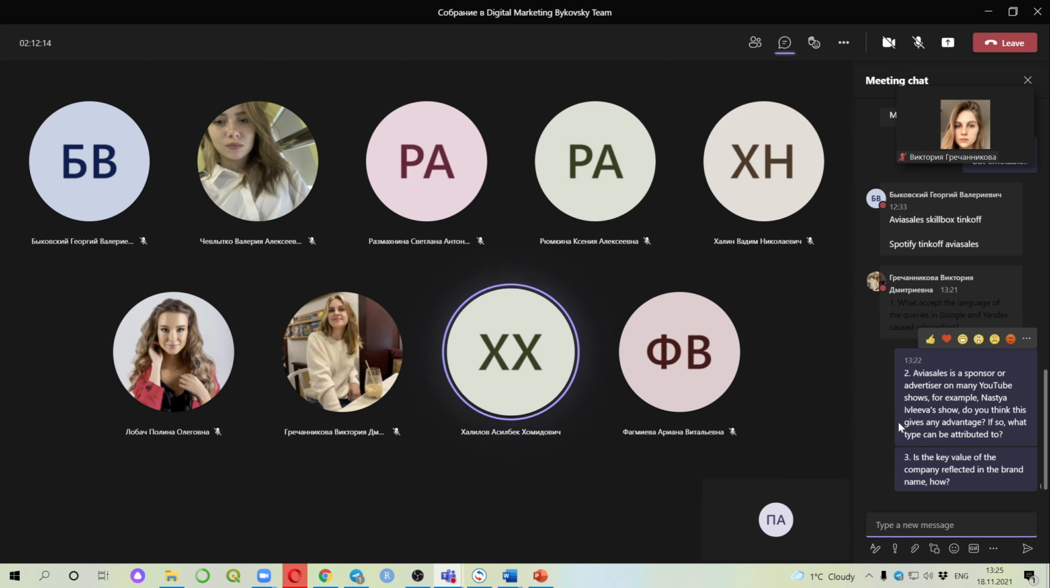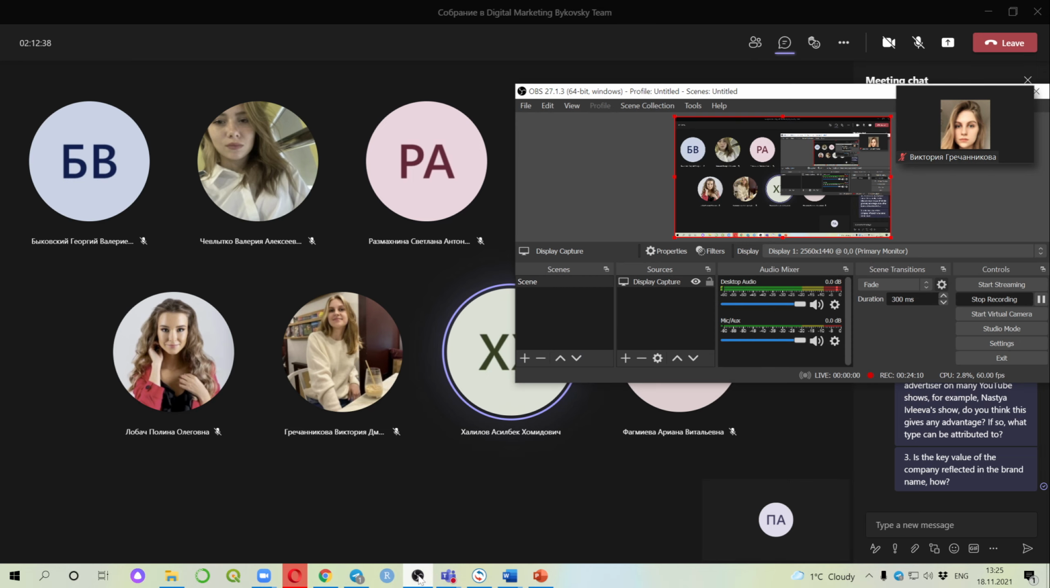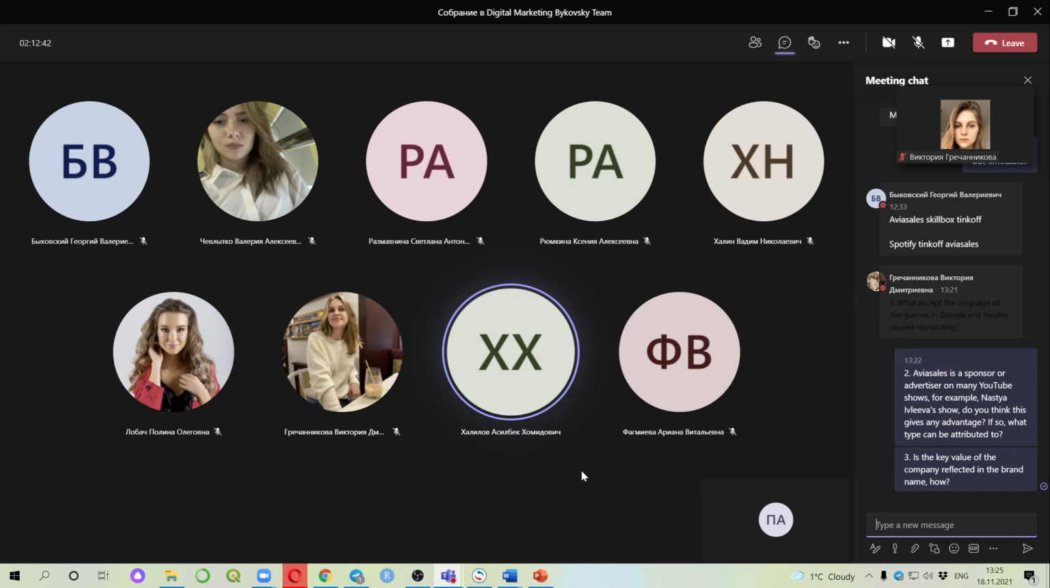Yes, of course, it is reflected. The main advantage of AviaSales is the low cost of air tickets, which is reflected in the name, where "avia" indicates air transport and "sales" indicates selling. The blue color shows that the company works with airlines and provides the service of transportation and trips. And this color shows that the company can afford to buy or sell the cheapest tickets in the market.